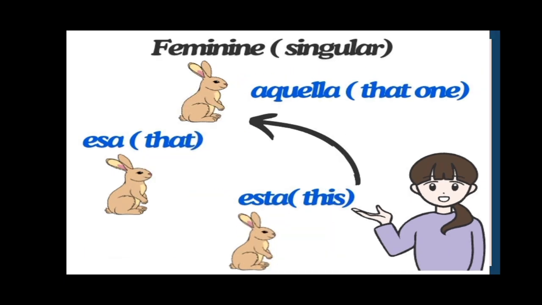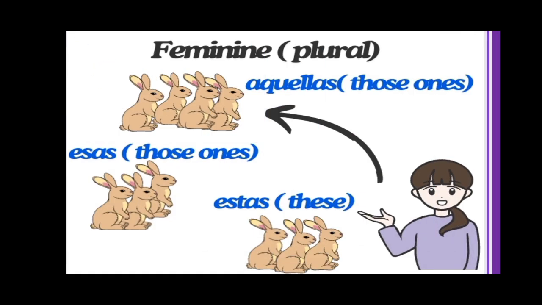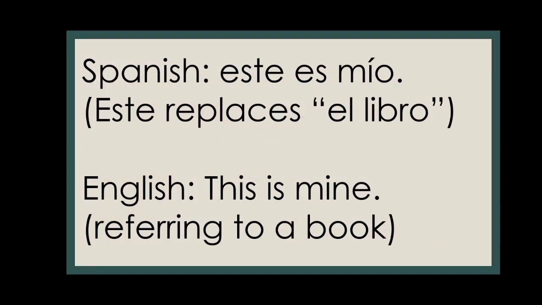Feminine singular: this, esta, esa, that, aquella, that one. Feminine plural: estas, these, ésas, those ones, and aquellas, those ones. I hope you understand what is a demonstrative pronoun.